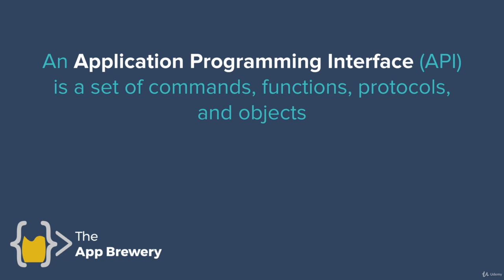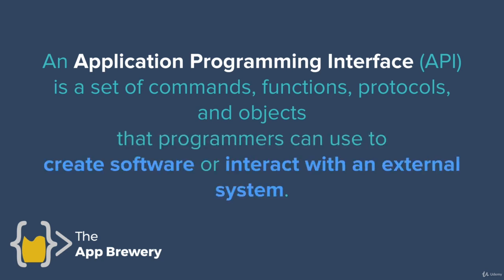Where an API is a set of commands, functions, protocols, and objects that programmers can use to create software or interact with an external system. Now, we've seen a lot of examples of an API that allows you to interact with an external system, but we haven't really seen any that allow you to create software, or have we?